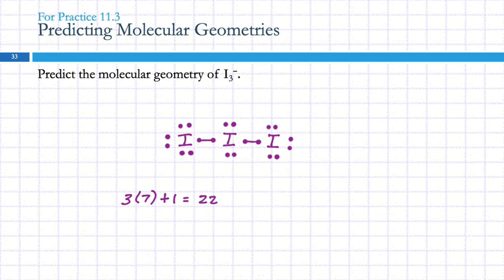I have another lone pair. We're going to throw that on the central atom. Can iodine handle an expanded octet? Yeah. It's in period 3 or larger. So we'll just kind of sneak that in there.